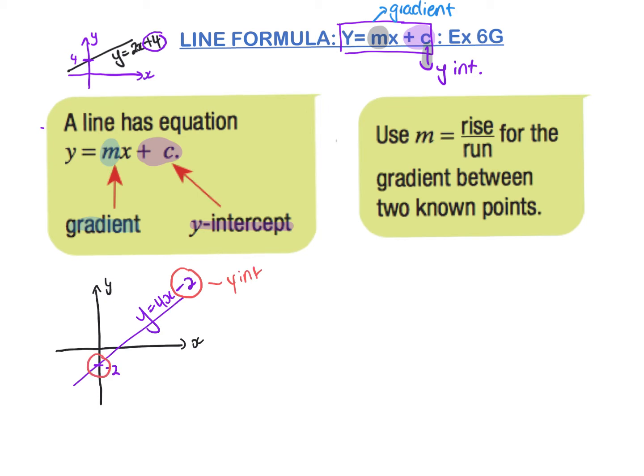Now, we also might need to find out, if we're given lines and asked to find the rule for it, we may need to use this rule, m equals rise over run, to find that m value when we're trying to work out the rule. So let's go do a couple of things.